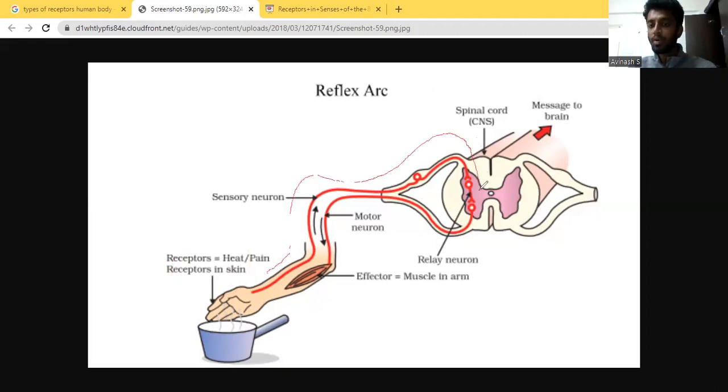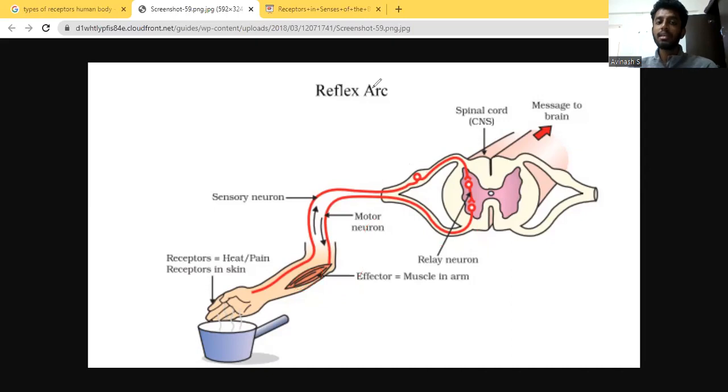And the sensory neuron goes to the spinal cord, and there is a connection that is called the relay neuron. And then there is a return output that is called the motor neuron. The motor neuron is connected to the muscle in the arm, which lets the person know that he has to lift off the arm in order to not feel the pain anymore. So this process is called reflex action.